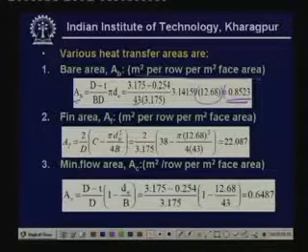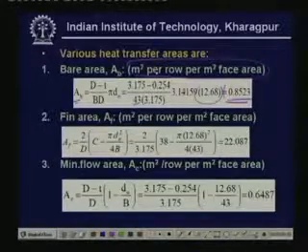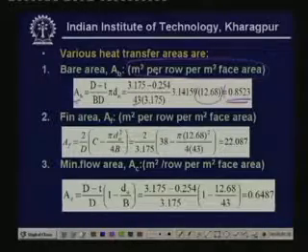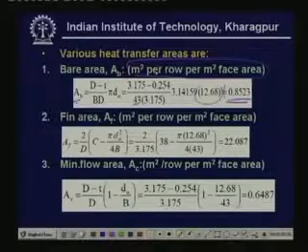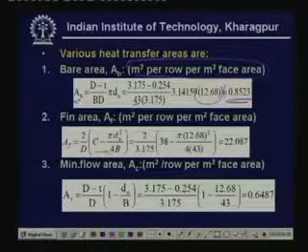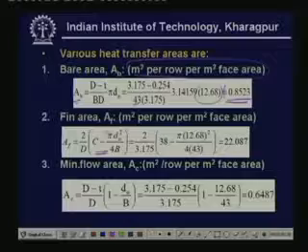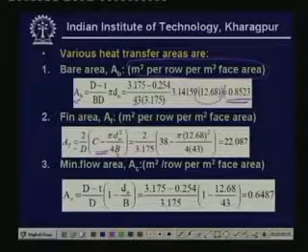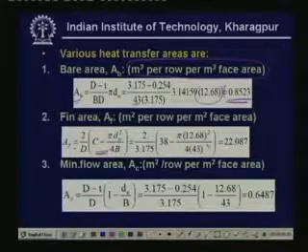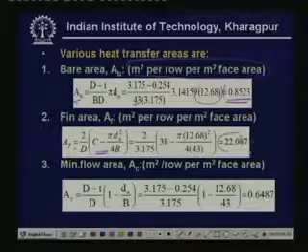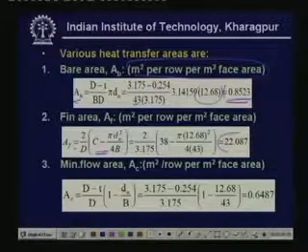This is very important, the unit. All the areas we are expressing as meter square per row per meter square face area. Then let us calculate the fin area AF. This is the formula. Again, everything is known to us: D is known, C is known, D naught is known, B is known. If you substitute everything, you get the fin area to be 22.087 meter square per row per meter square face area.